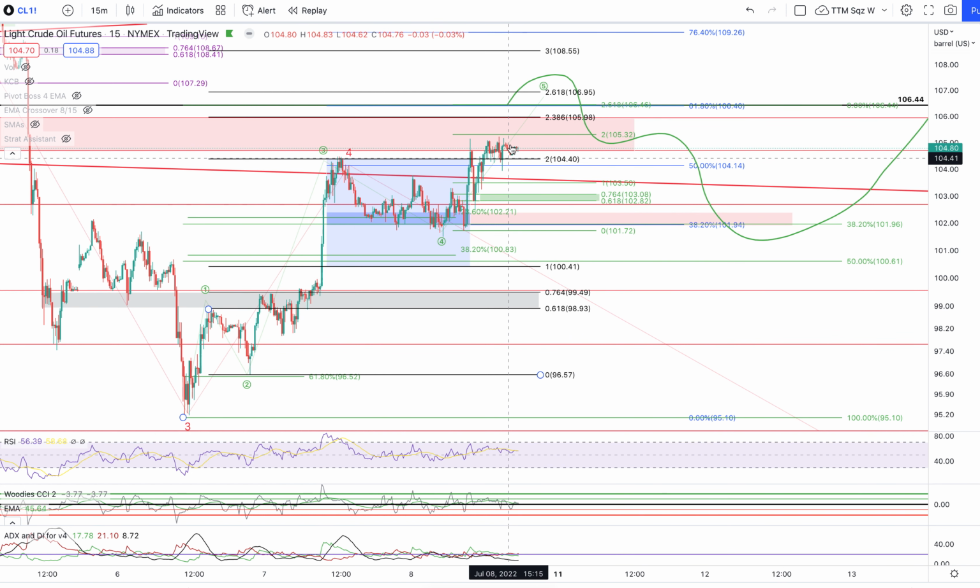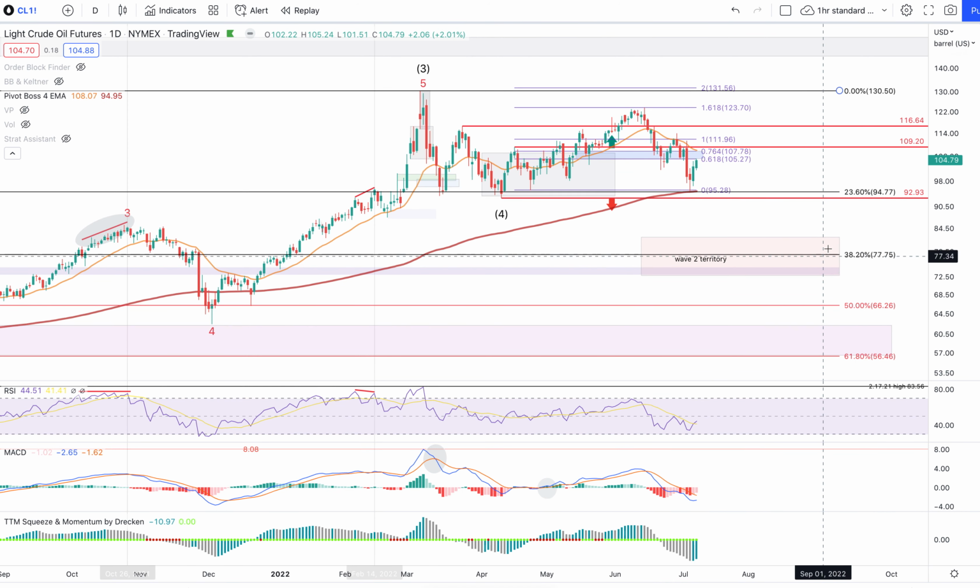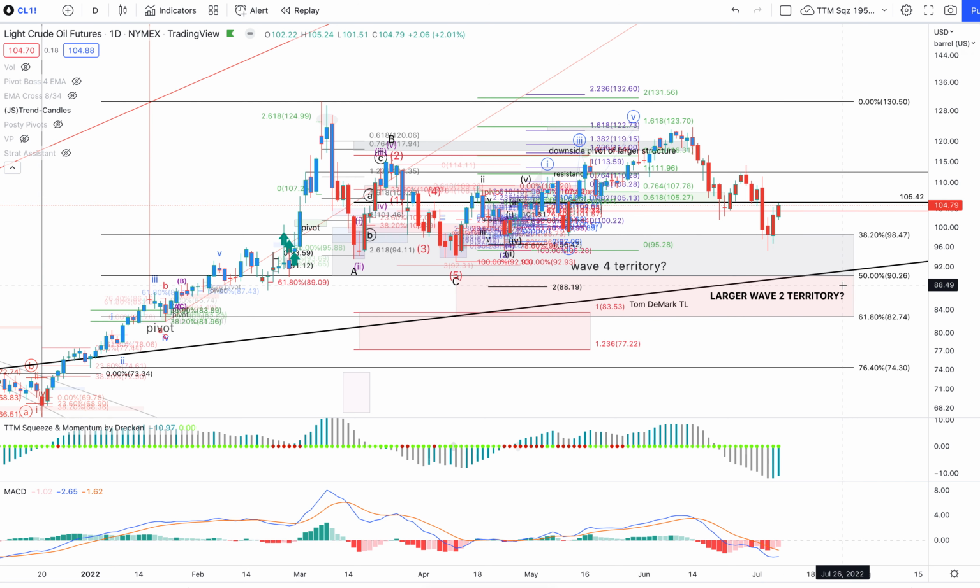If, from wherever it stalls out and starts reversing, it looks impulsive to the downside, that's going to lend itself more to this being an A, B, and then you're really going to get a C wave, which for real could take you all the way down. I know it sounds crazy, but certainly below 90. Totally reasonable if you're going to get a real C wave below 90.